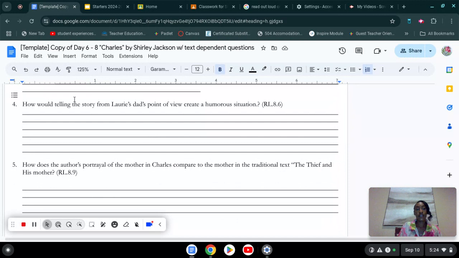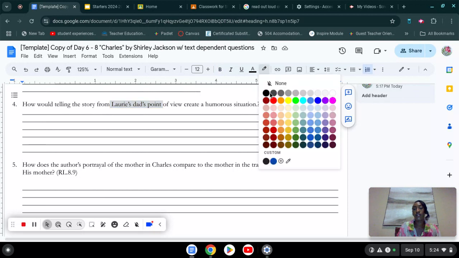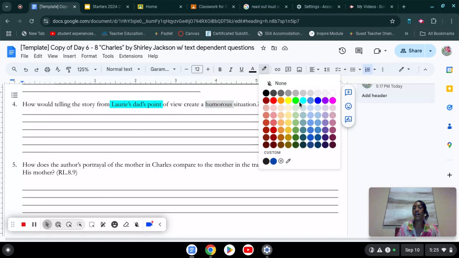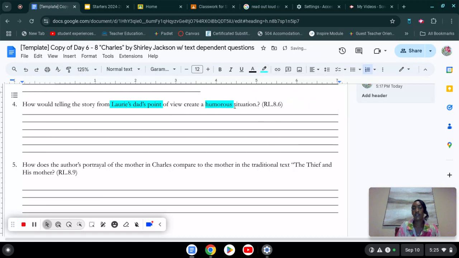So, number 4. It's asking, how would telling the story from Lori's dad's point of view create a humorous situation? So I'm going to go ahead and highlight Lori's dad's point of view. So that lets me know where to look. So the word humorous, stemming from the word humor, means funny. So I'm just going to put that down in this question so I know that's what that means. So humor means funny. So from the dad's point of view, how would this story be funny? Again, it's not asking you to provide any details.